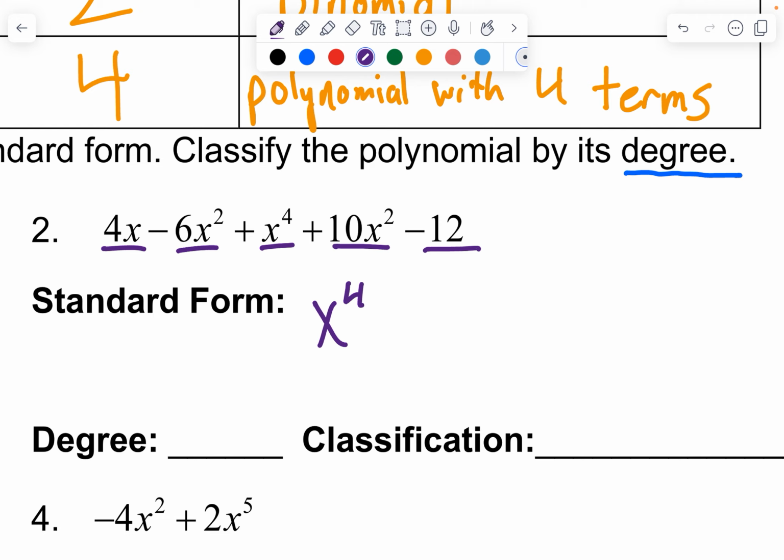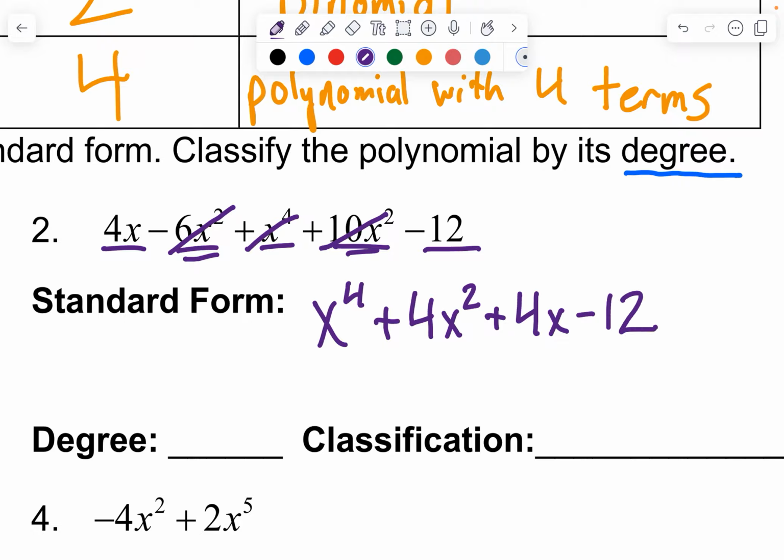But I'm going to look at the x squared. Now, here's the thing. There are 2 x squareds here, right there and right there. I want to combine these if I'm putting it in standard form. It's just like combining like terms from whichever math class you learned that a couple years ago, right? So minus 6x squared plus 10x squared, I'm going to combine that into a positive 4x squared. So right now I've taken care of the x to the 4th, and negative 6x squared plus 10x squared. And look, that leaves me with a positive 4x and a negative 12. The 4x needs to come next, and then the minus 12 after that.